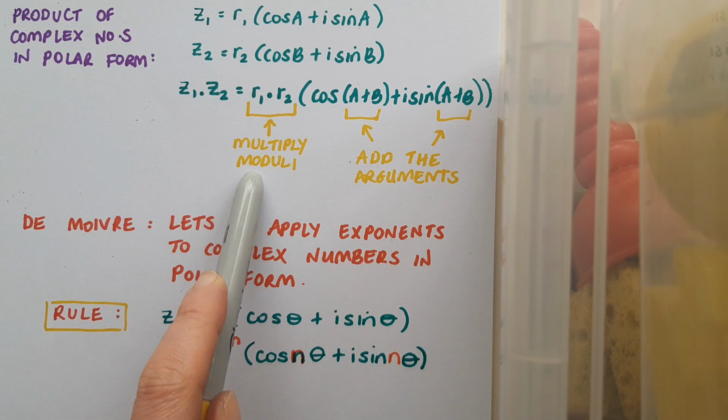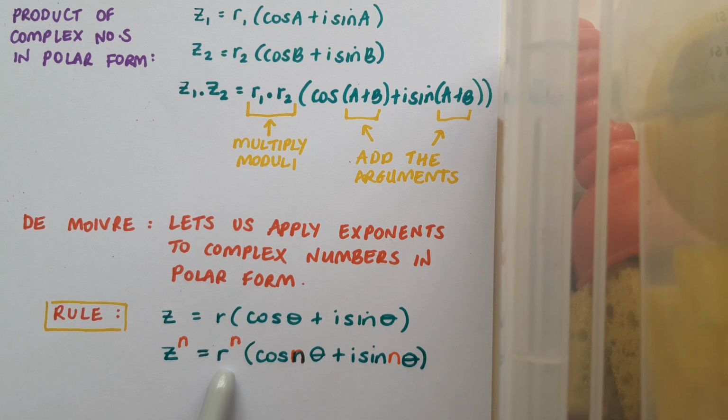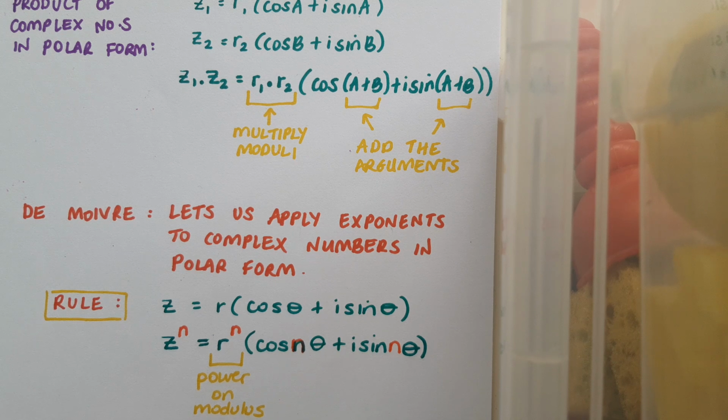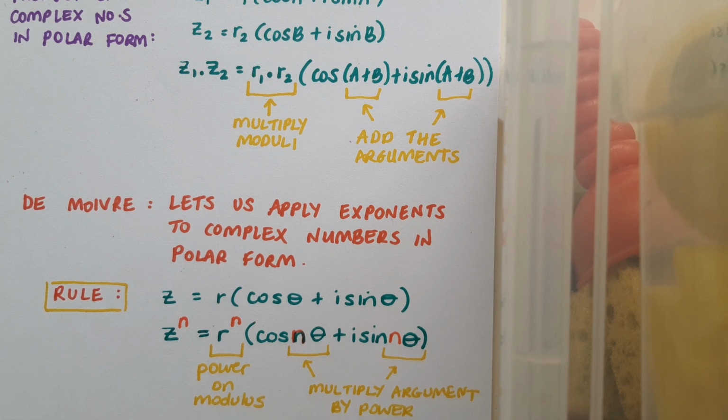If we're multiplying, then we're multiplying our moduli. So what I'm doing is I'm putting z, my complex number, to the power of n. So I'm multiplying it by itself n times, which means that I must be multiplying r by itself n times. So I'm putting a power on the modulus. And if I have z to the power of n, well then I'm adding up n lots of theta. So n lots of theta makes n theta. So we're multiplying the argument by the power.